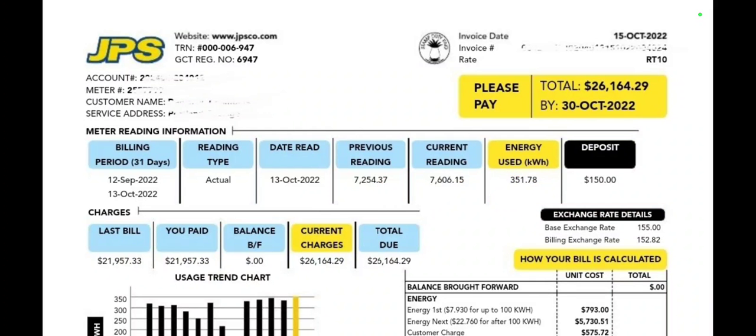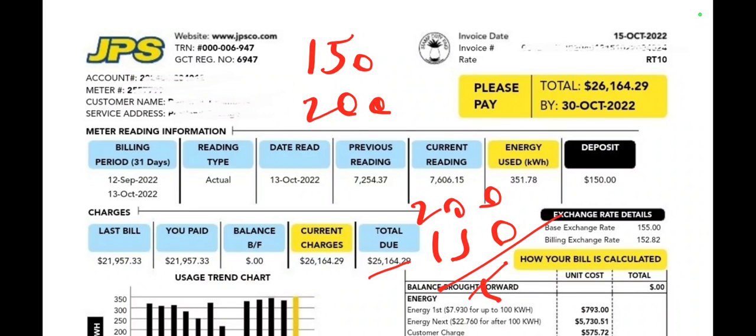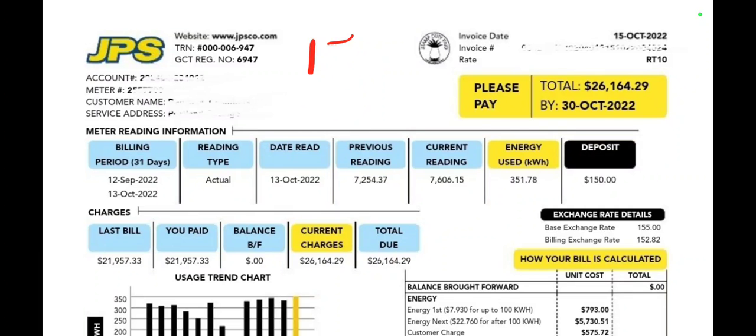So in the same way, like for those who drive, you have the odometer on your car, and let's say Monday your odometer was reading 150 kilometers, and then on Friday it is now reading 200. This means that for the period from Monday to Friday, you would have driven 200 minus 150, which is 50 kilometers. So in the same way, that is the same way you will calculate the reading of your JPS usage for that period.